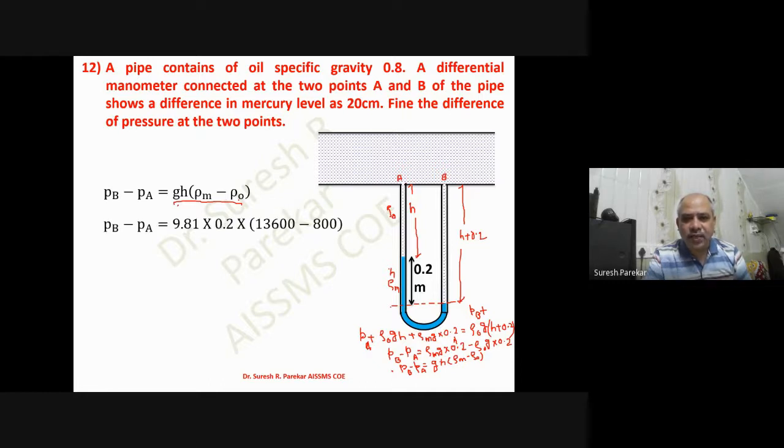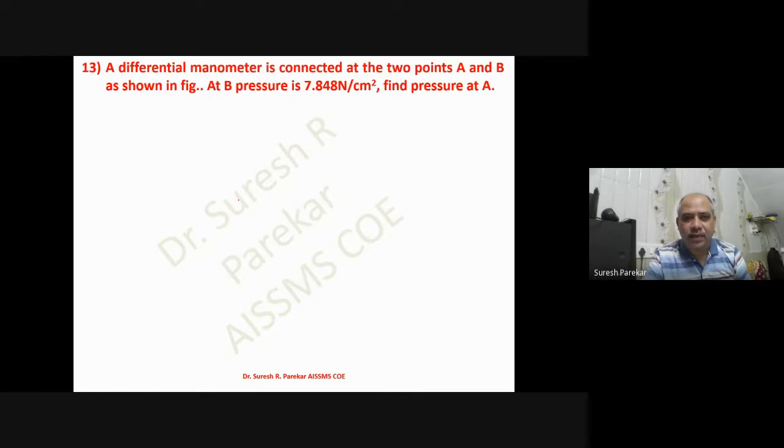And then just substituting these values, we are going to get the level difference as 25113.6 Newton per meter square, that is 2.511 Newton per centimeter square.